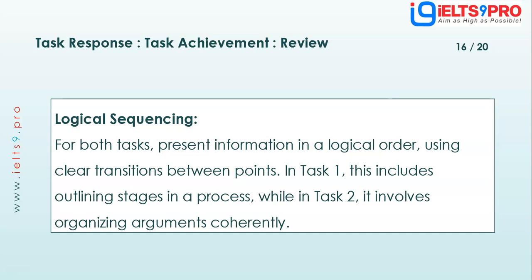Now, logical sequence, coherence part, though that's coming for our next video, but you also have to do it in this one too. You need to make sure that everything is logical. In task 1, stages in a process. Clear transitions: first, then, next, following, afterwards, and finally. Task 2, organise your arguments in a coherent way so it makes perfect sense.